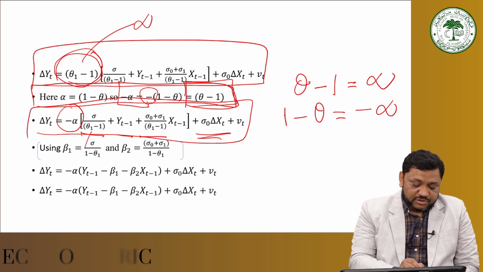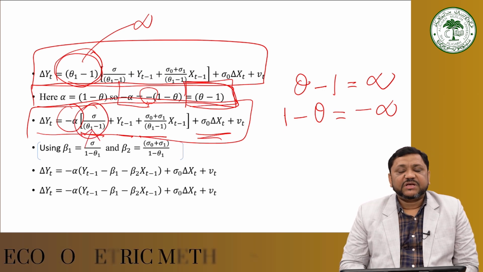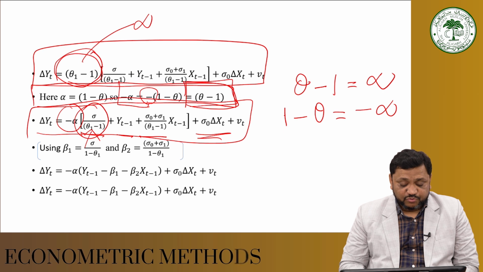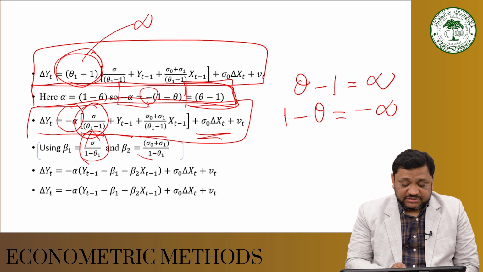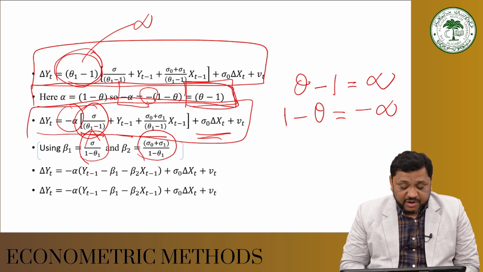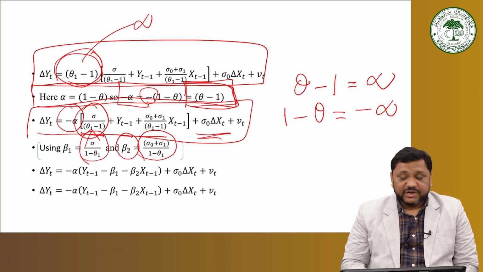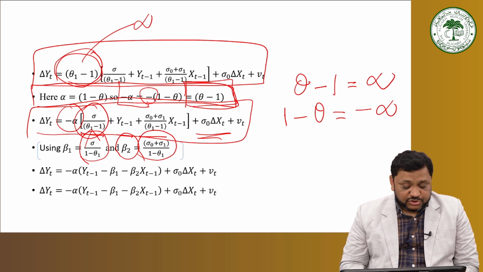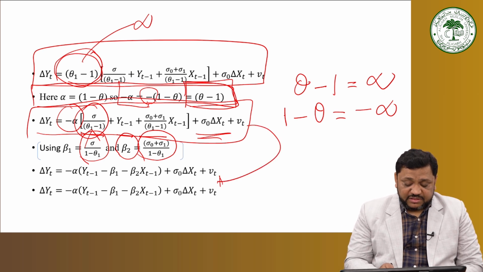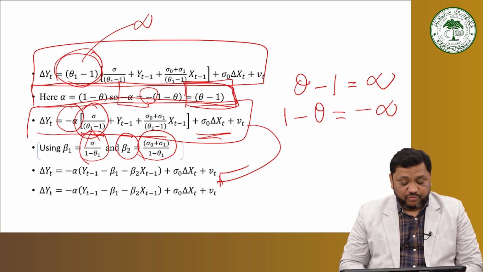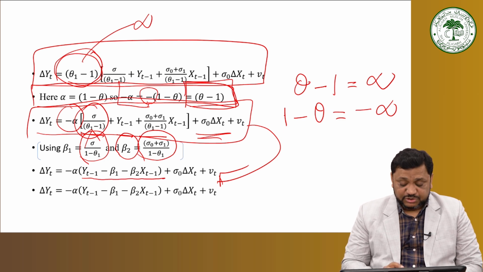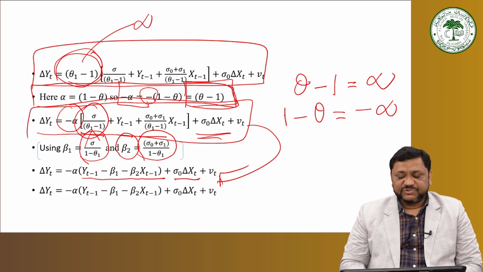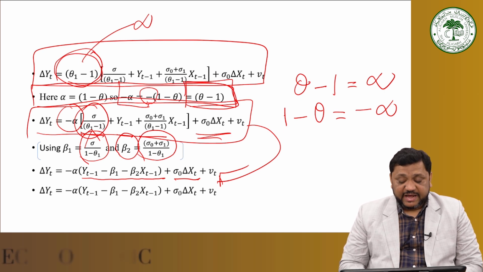Now this term, sigma divided by theta minus 1, we can write as sigma upon 1 minus theta, and this term, sigma naught plus sigma 1 divided by 1 minus theta, we have denoted by beta 2. We have done this before. So now we can write this equation in this format: delta y t is equal to minus alpha, bracket open, y t minus 1 minus beta 1 minus beta 2 x t minus 1, bracket closed, plus sigma naught delta x t plus v t.